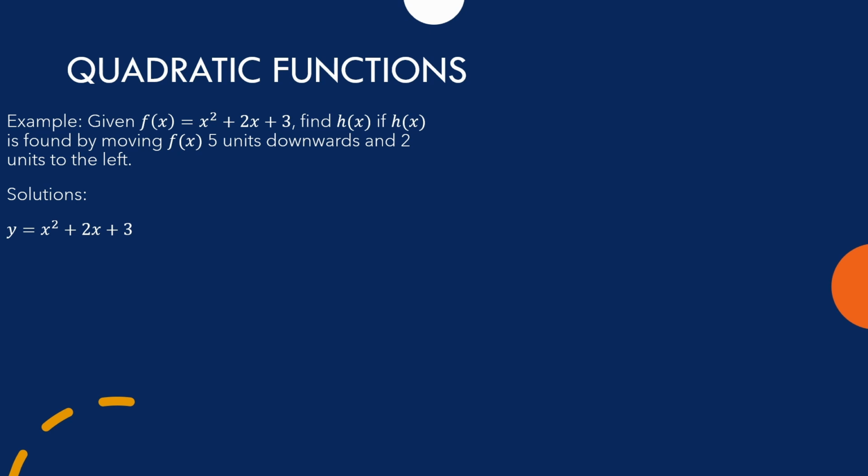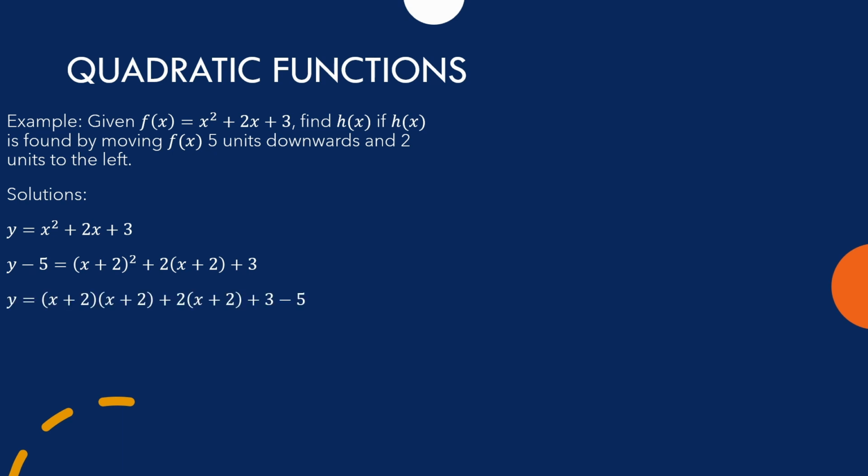First, I write down the equation of my function. And I know that where I see y, I'm going to replace it with y plus 5, and where I see x, I'm going to replace it with x plus 2. And doing that, I will have the following expression. Y plus 5 is equal to (x plus 2) squared plus 2(x plus 2) plus 3.